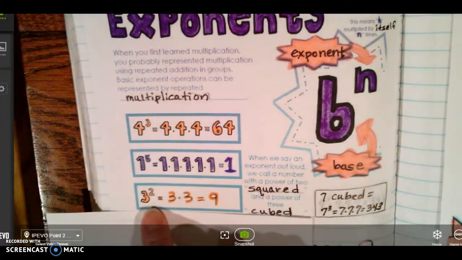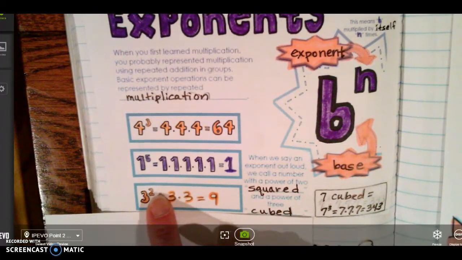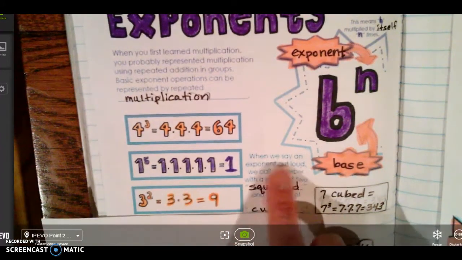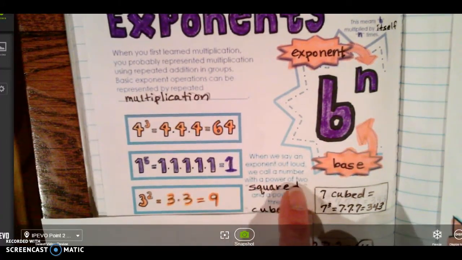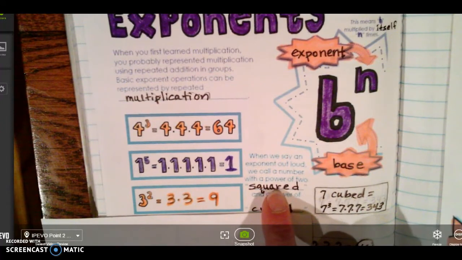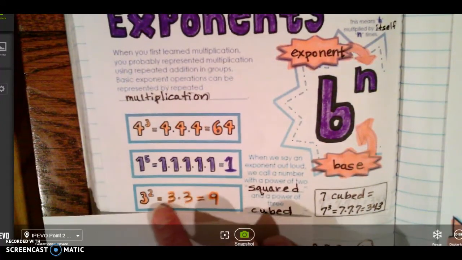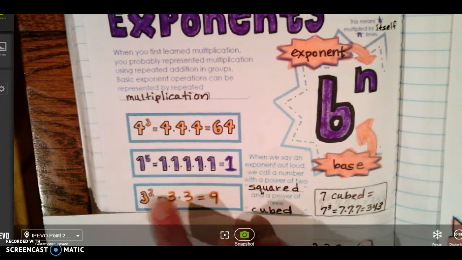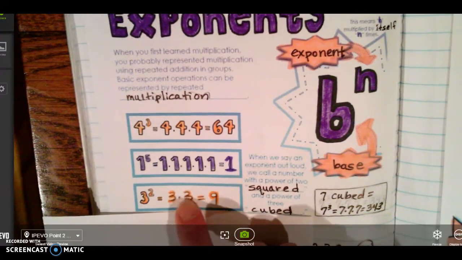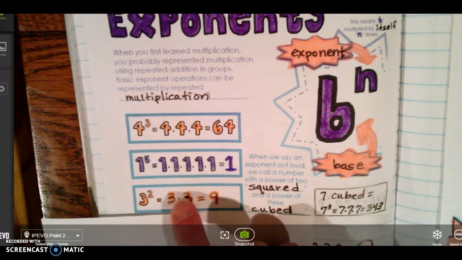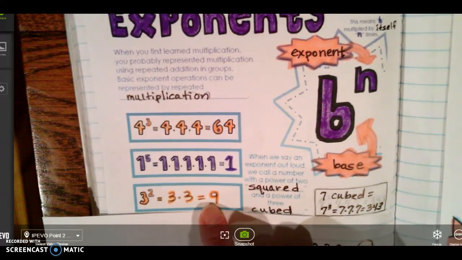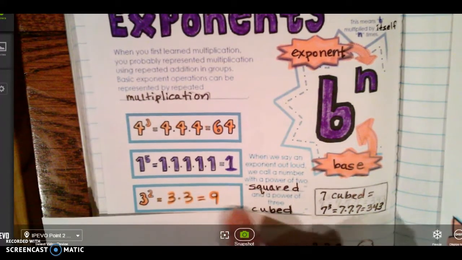For the last example printed on your sheet, we are going to take 3 to the 2nd power. Sometimes when we say a number is raised to the power of 2, we say it's been squared. So we could also read this 3 squared. It means we're going to take 3 and multiply by itself one more time. So there's 2 separate factors. 3 times 3 gives us 9.